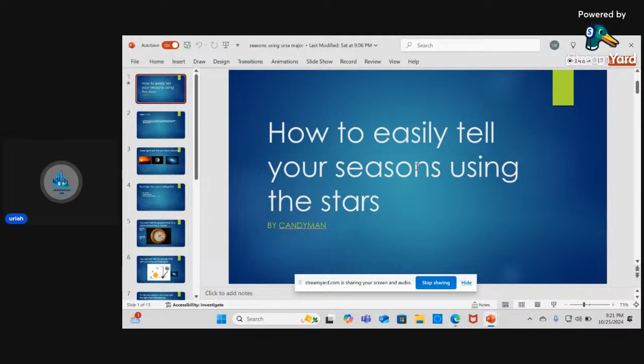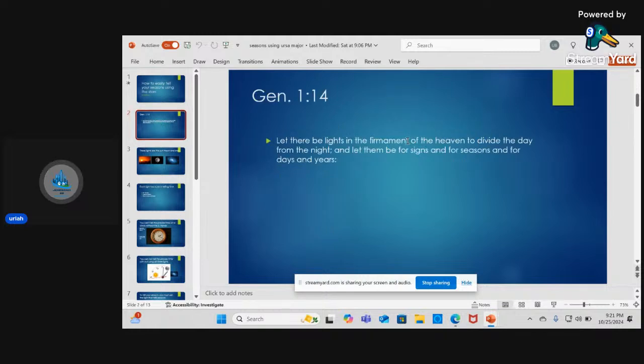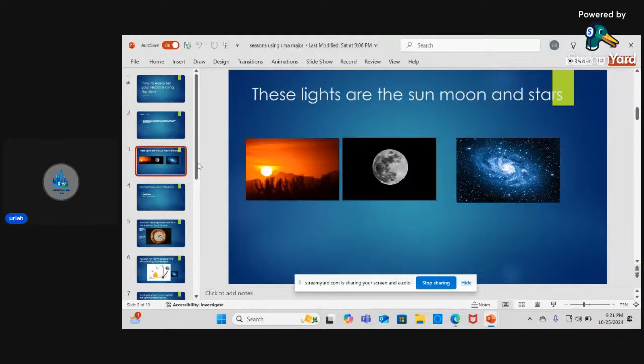All right, the title of this presentation is How to Easily Tell Your Seasons Using the Stars. So we know in Genesis 1:14 that the Almighty said, "Let there be lights in the firmament of the heavens to divide the day from the night, and let them be for signs and for seasons and for days and for years." So it's evident that these lights are for signs, seasons, days, and years, which is the sun, the moon, and the stars.